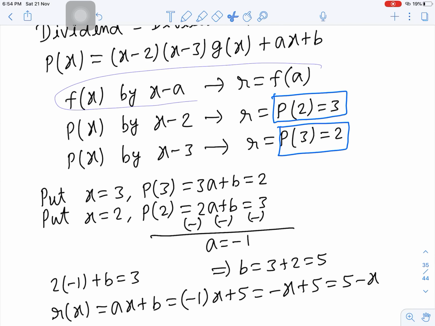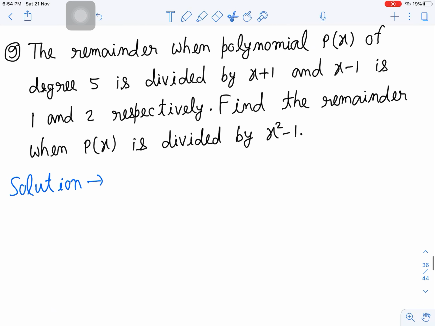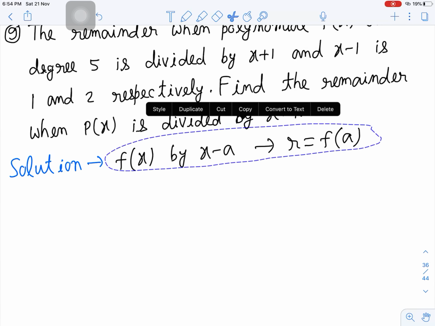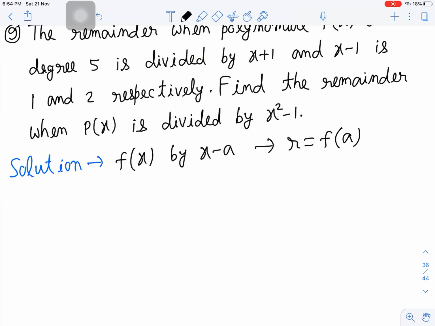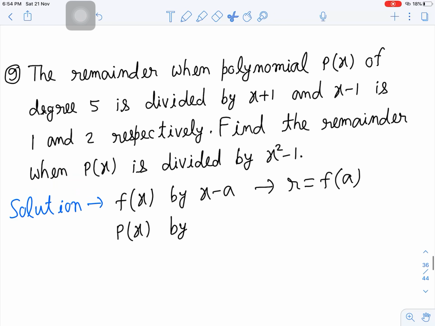So you know the remainder theorem, when you divide f of x by x minus a, the remainder is given by f of a. So if you follow the same rule, when you divide p of x by x plus 1, when you compare it, minus a equal to 1, then a will be minus 1, and the remainder you are getting is 1. So remainder would be nothing but p of minus 1, and that will be equal to 1.